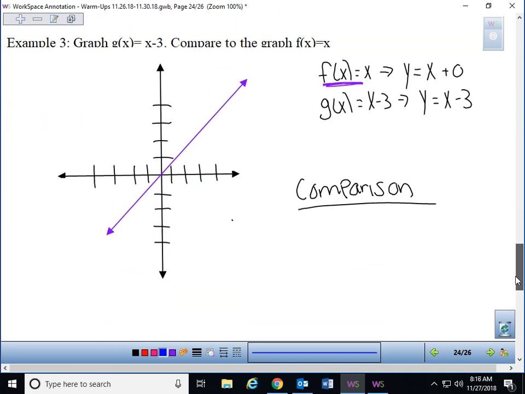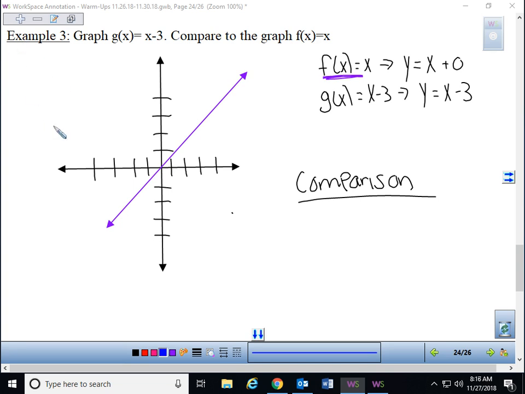Okay, if you need to pause that and scroll back up, you can. Example 3. We are going to graph g of x equals x minus 3, and we're going to compare it to the graph of f of x equals x.